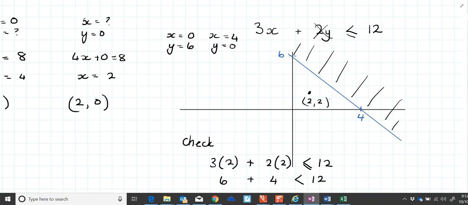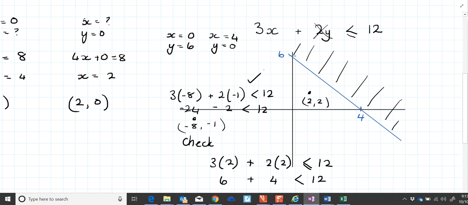Any point. So this point over here, that could be minus 8, minus 1. Does that work? Yes. 3 times minus 8 plus 2 times minus 1 should be less than, in this case, 12. So we've got minus 24 minus 2 is less than 12. So that also works. So anywhere below that line. Got it? Okay. Next step then.